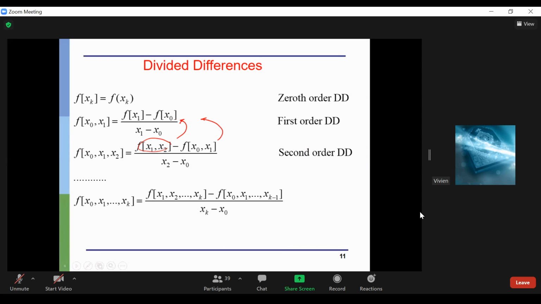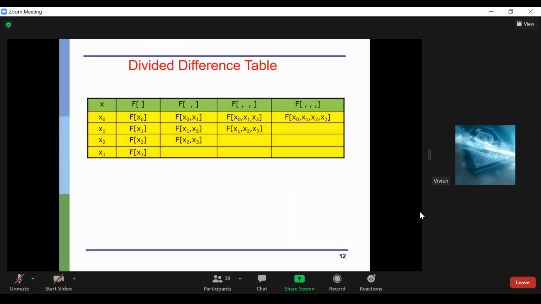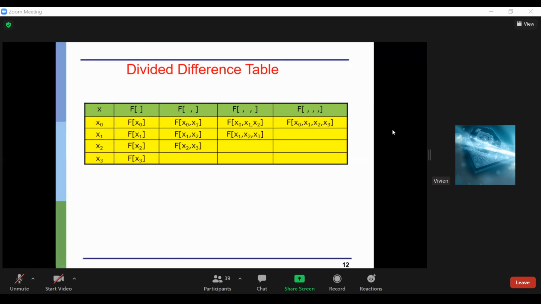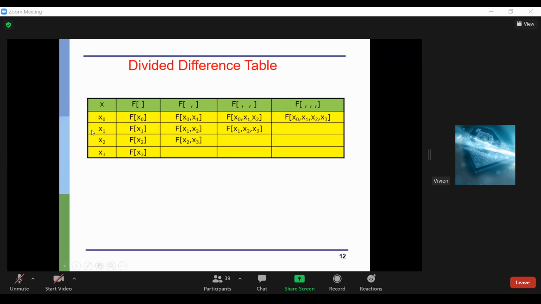Looking at these steps, it's easier to solve it in the form of a table. You can imagine, for example, we have an array in the memory of the computer. We can arrange that as an array, and then do the calculation by finding the value in the arrays. So for example, we have 4 points: x0, x1, x2, and x3. It means that we can get a maximum of third order equations for the interpolation.